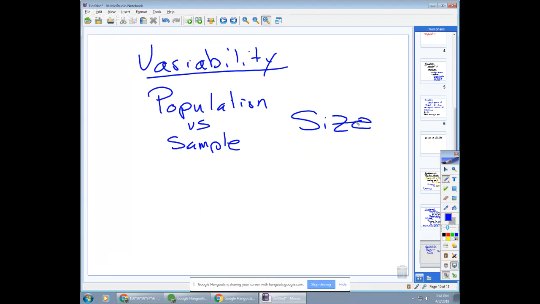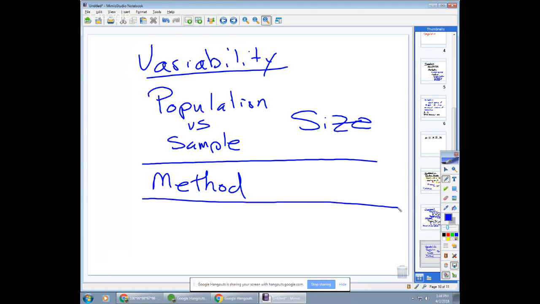How you're choosing the sample? Yeah, the method is going to have some variability. Yeah, so size is going to have something to do with it. The method for your sampling will have something to do with it. And there's just going to be some natural variability.